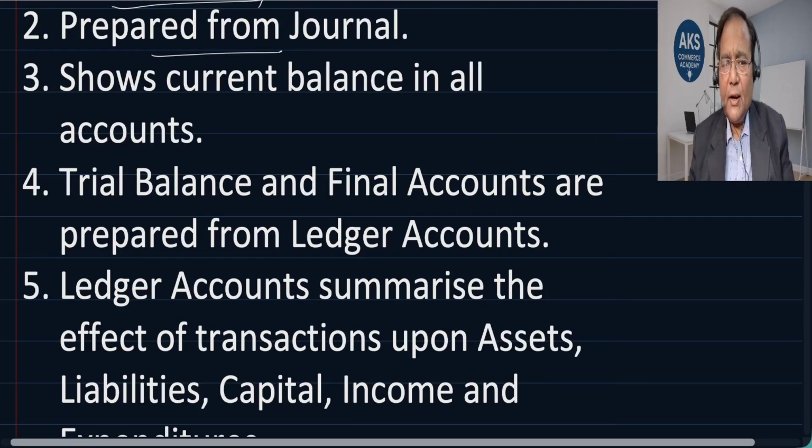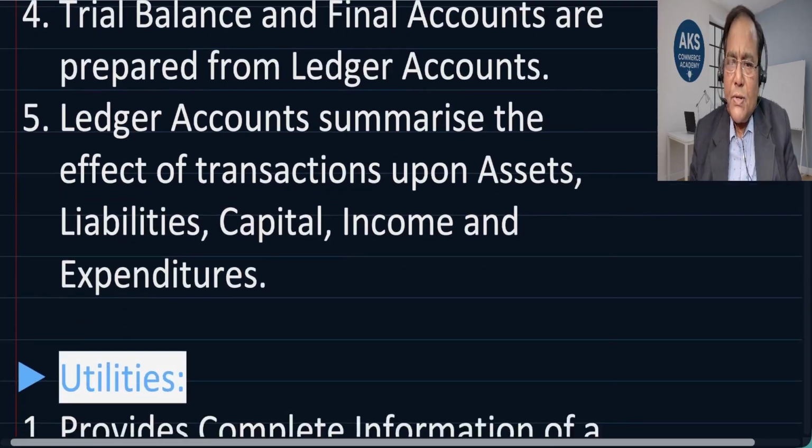Trial balance and final accounts are prepared from the ledger accounts. Because each of the accounts shows a final balance, that balance gets listed in the trial balance. So to prepare the trial balance, we need to refer to the ledger and its balances. Accordingly, it is entered in the trial balance. And from the trial balance, we prepare the final accounts, which are nothing but the trading account, profit and loss account and balance sheet. So on the basis of the information put up in the trial balance, we prepare the final accounts. Now, ledger accounts summarize the effect of transactions upon assets, liabilities, capital, income and expenditure.